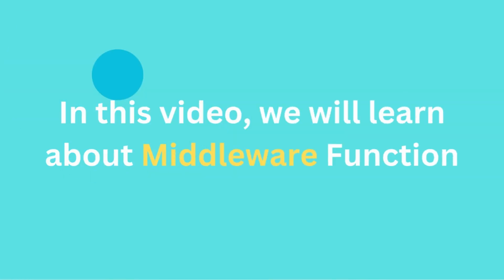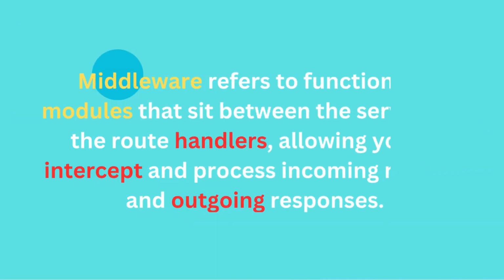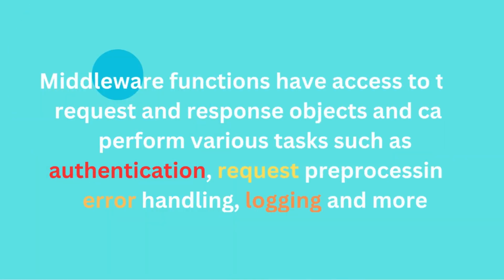In this video, we will learn about middleware function. Middleware refers to functions or modules that sit between the server and the route handlers, allowing you to intercept and process incoming requests and outgoing responses. Middleware functions have access to the request and response objects and can perform various tasks such as authentication, request preprocessing, error handling, logging and more.